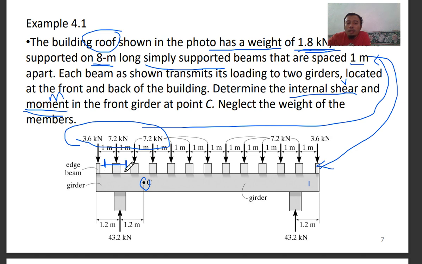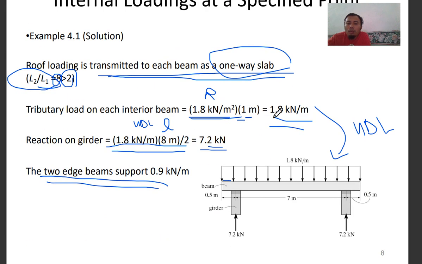simply supported beam. I would say it is easier to distinguish between these two, the girder and the beam. So this one is the girder, and this one is the beam. So supported by the beam is 1 meter length and then 8 meter long. It's shown here. So 1.8 times 1 meter, so it will be 1.8 kilonewton per meter.